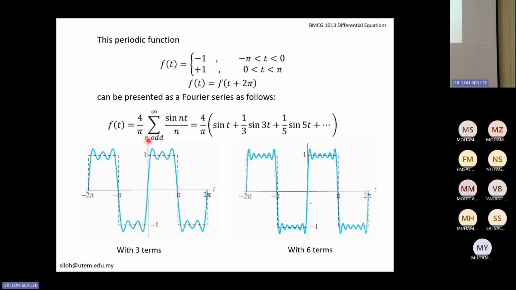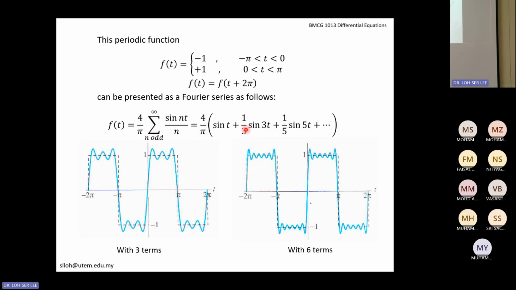When n is 1, you have sine 1t over 1, which means sine t. When n is 3, you have sine 3t over 3. And when n is 5, you have sine 5t over 5, plus dot dot dot, that means and so on. This is a series. We still have a 4 over pi here.